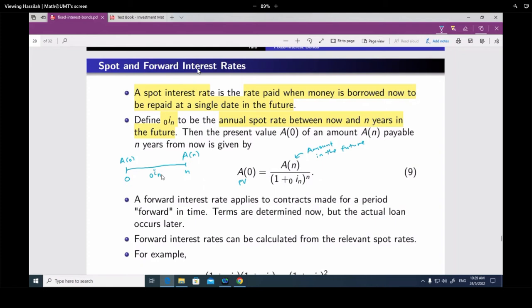So bila kita tahu rate dia begitu, untuk tahu dia punya present value, you discountkan AN semasa kosong. To discount that, you must divide AN by 1 plus 0 IN to the power of N, because 0 IN is an annual rate. So setahun, N jadi annual. So 0 IN.